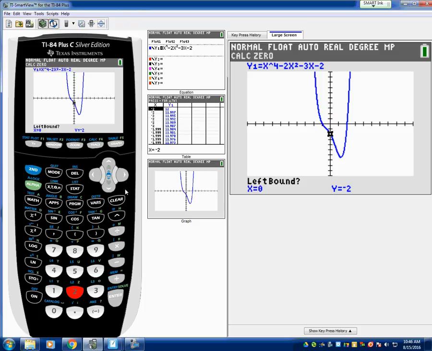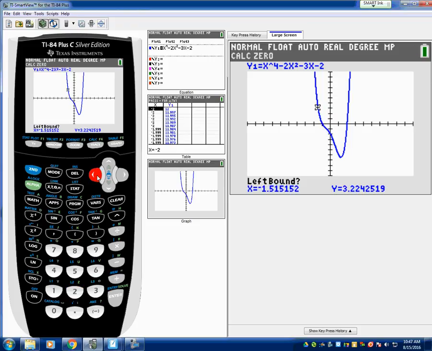You've got to tell the calculator what the left bound is of the 0 that you want. So if I want this 0 at -1, I need to set a left bound to the left of -1. The reason it will ask for a left bound and right bound in a guess is so that it knows which intercept or root you want. Okay? So I'm going to hit the left arrow here and go a little bit left.